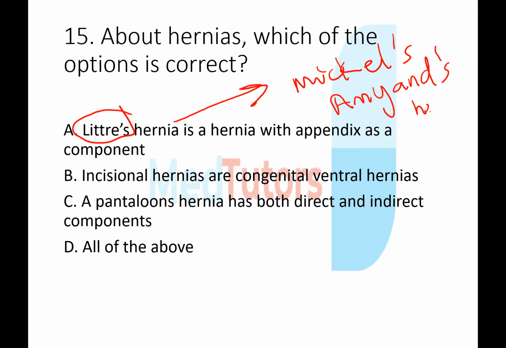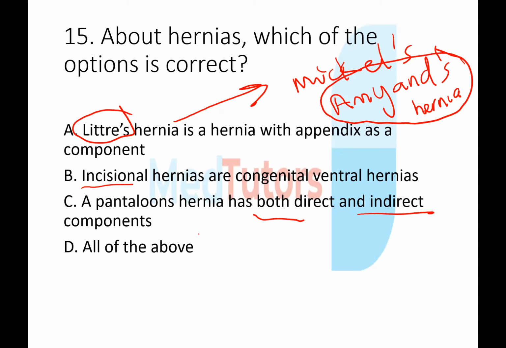Amyand's hernias are the hernias that contain the appendix within the sac. So this first option is false. B, incisional hernia, congenital ventral hernia, no. Pantaloon hernias have both direct and indirect components. That is correct. All of the above is false. So our answer is C.